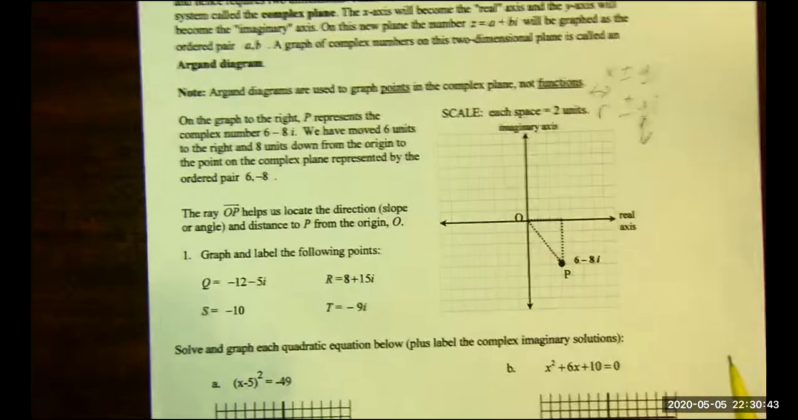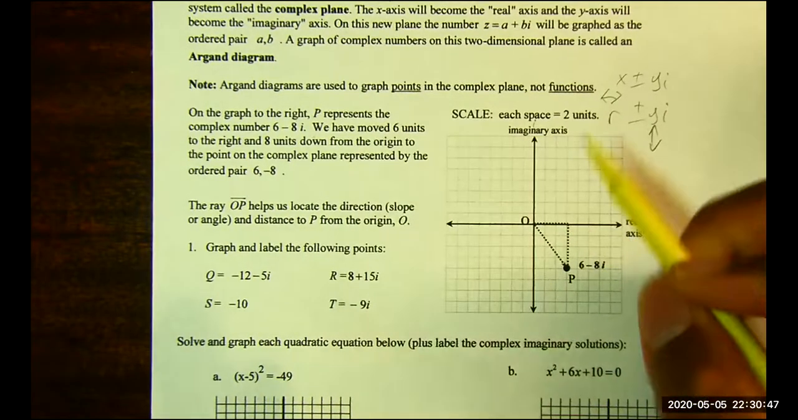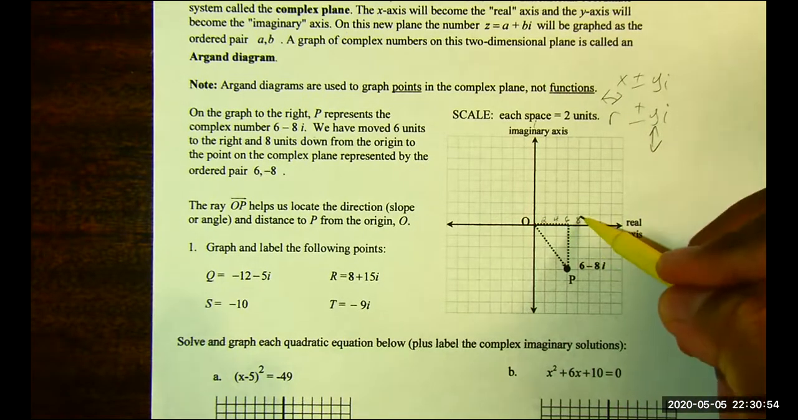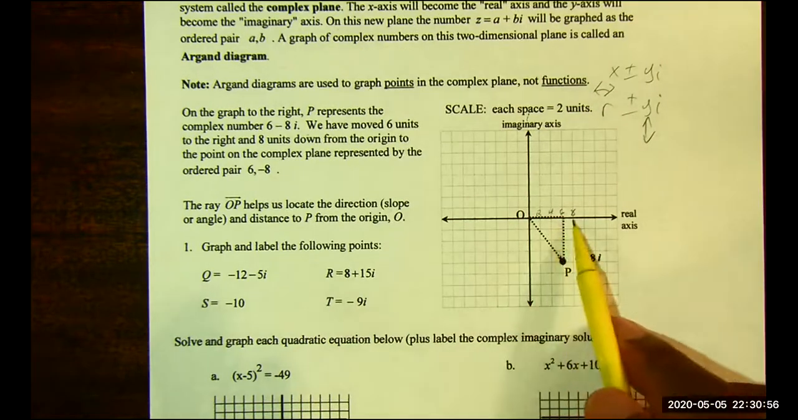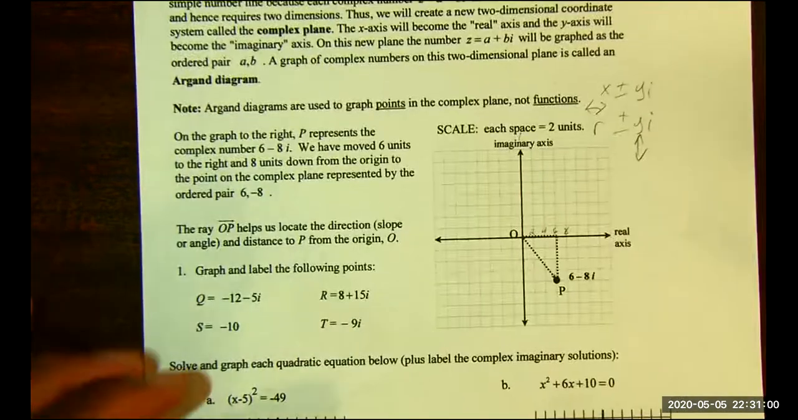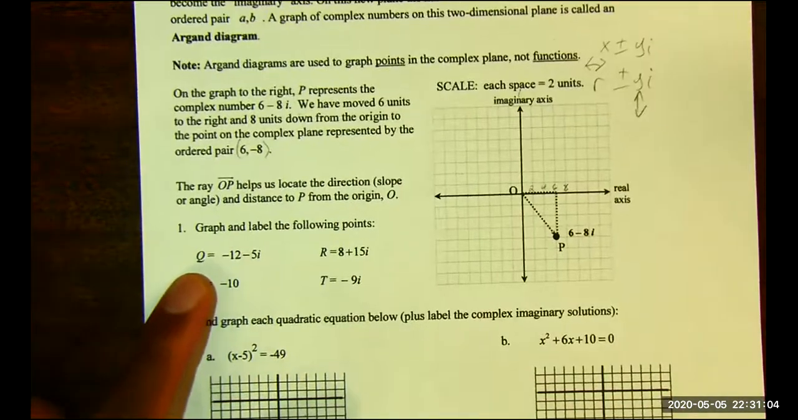Graph and label the following points. One thing we have to note, if this is 6, this is 2, 4, 6, 8. So always keep track of your units. Graph and label the following points. Again, you can pause and read this on your own. You'll be okay. Let me add parentheses here. They didn't come through. Let's graph Q.